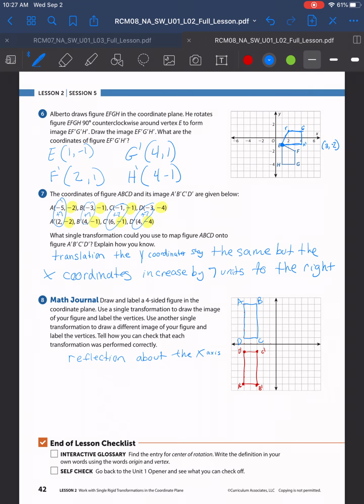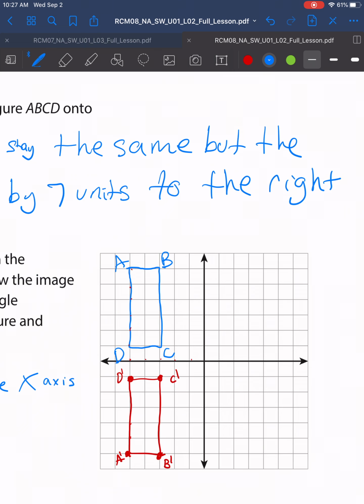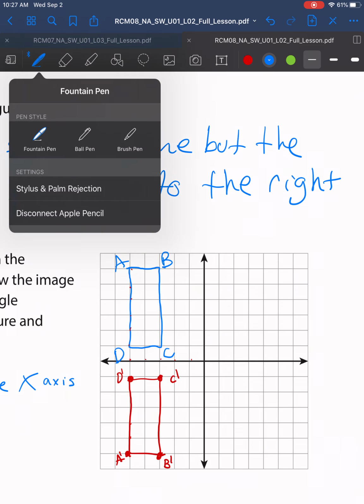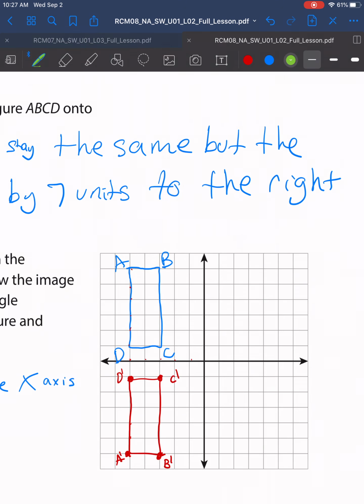Now I need to do another transformation. I did a reflection. I think I'm just going to do a slide because rotations don't really make me very happy. So I'm going to slide it. I'm going to say 6 units to the right. So if B was here, it is now 1, 2, 3, 4, 5, 6. This is B prime. A go over 6. 1, 2, 3, 4, 5, 6.